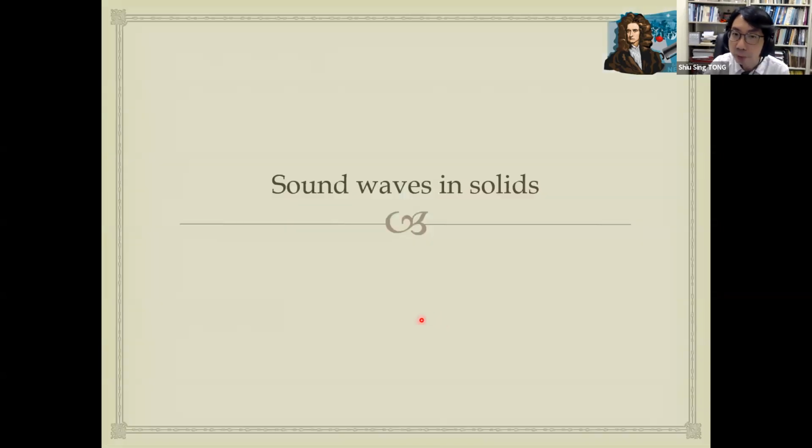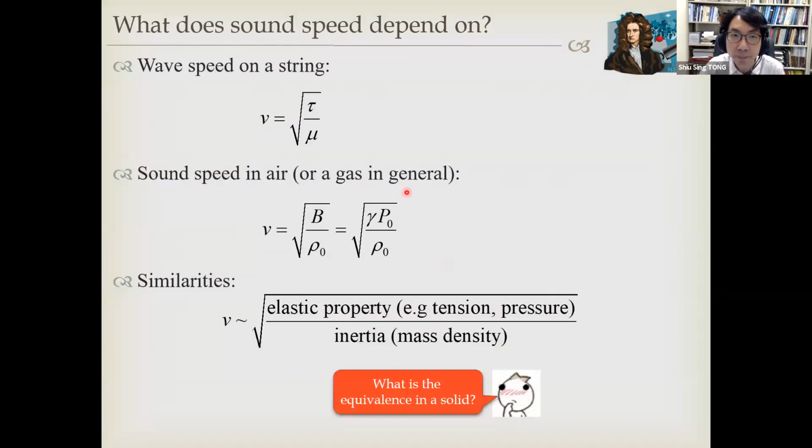Now we have a very brief discussion on the sound wave in a solid. Okay, this is a very brief discussion, not very important, but we still want to have a complete discussion on sound in gas, liquid, and solid.